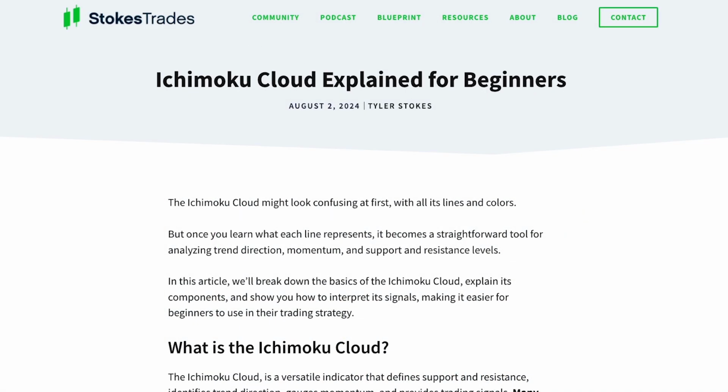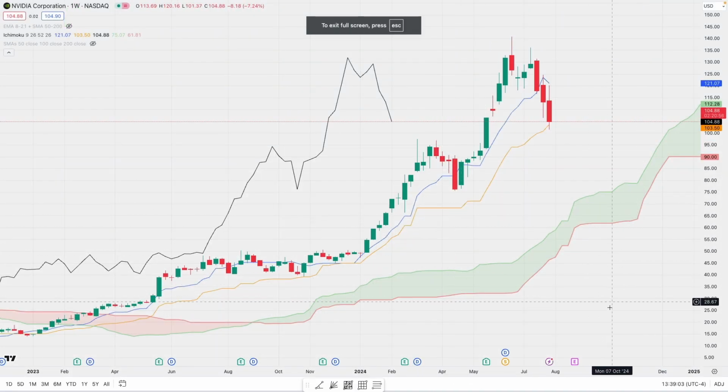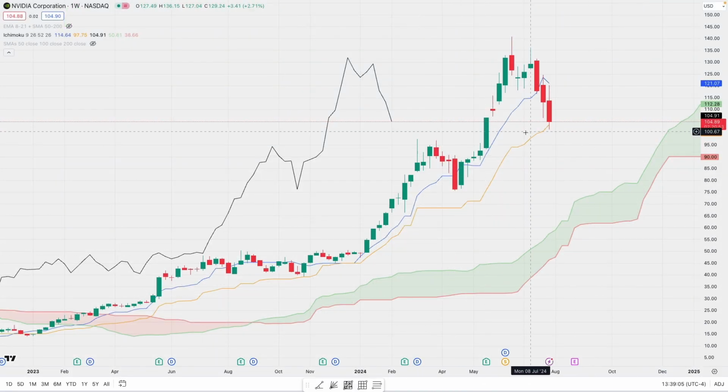So what we want to do here is talk about this technical indicator, the Ichimoku Cloud. We'll explain what it is, how it works, and we're going to jump over to TradingView and actually look at some charts using this technical indicator.